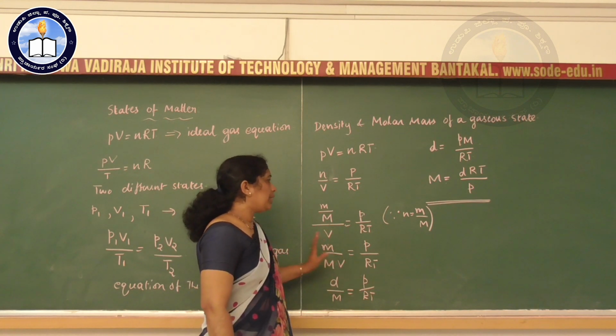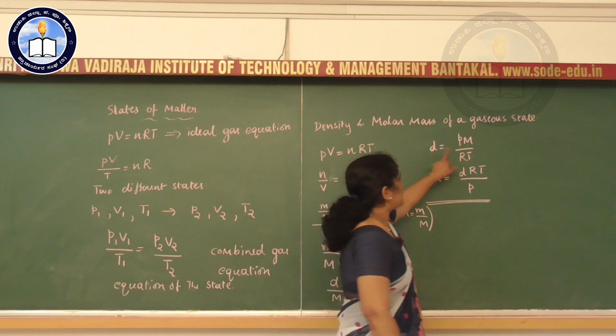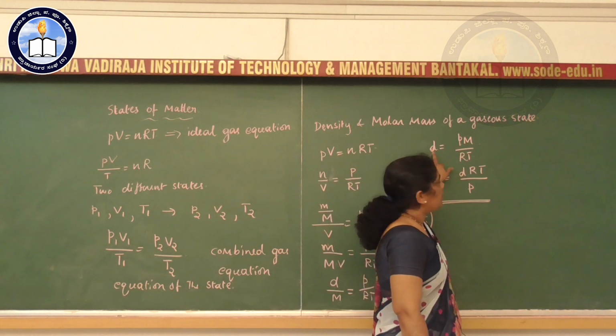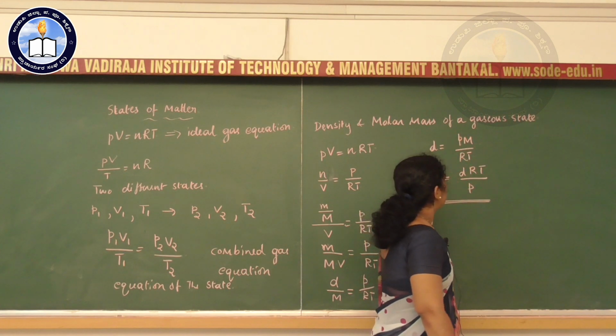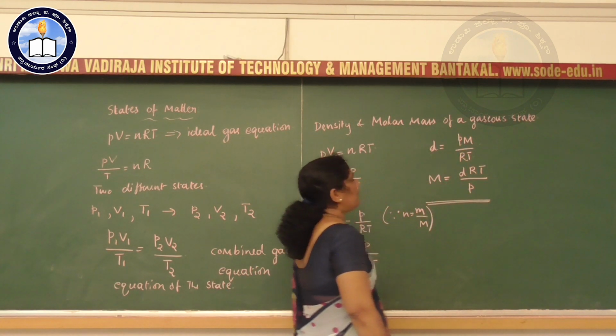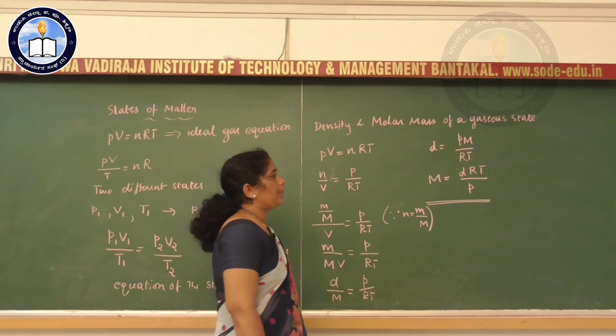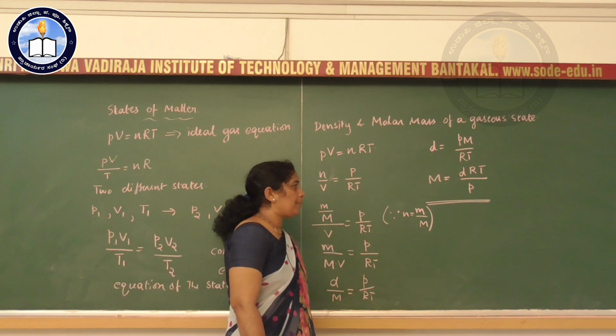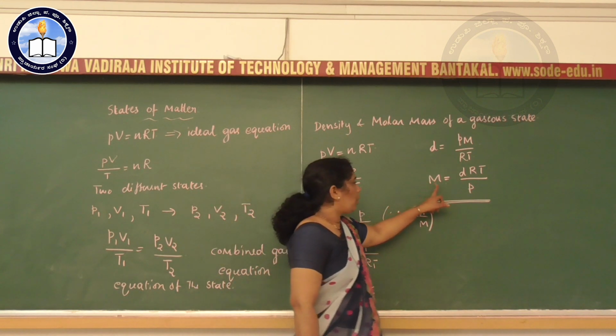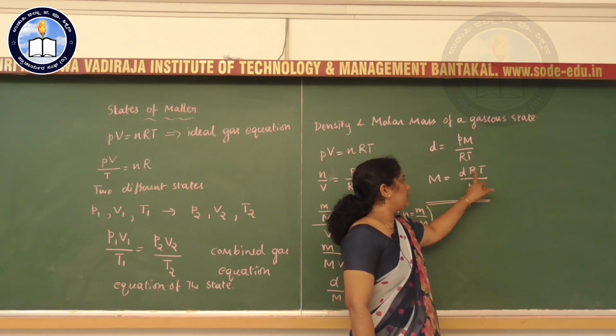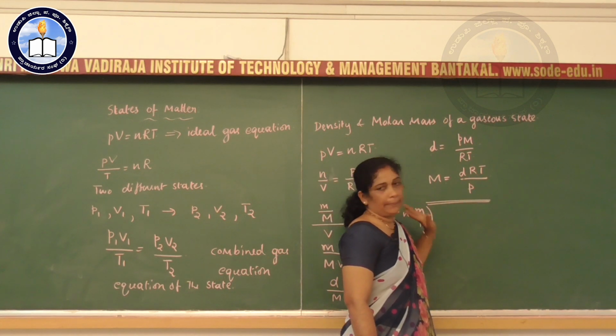Now tell me how they are related, molar mass and density. Here R is constant. So the relation between them is like this: density is equal to pressure into molar mass divided by universal gas constant into temperature, or molar mass is equal to density into R into T divided by P.